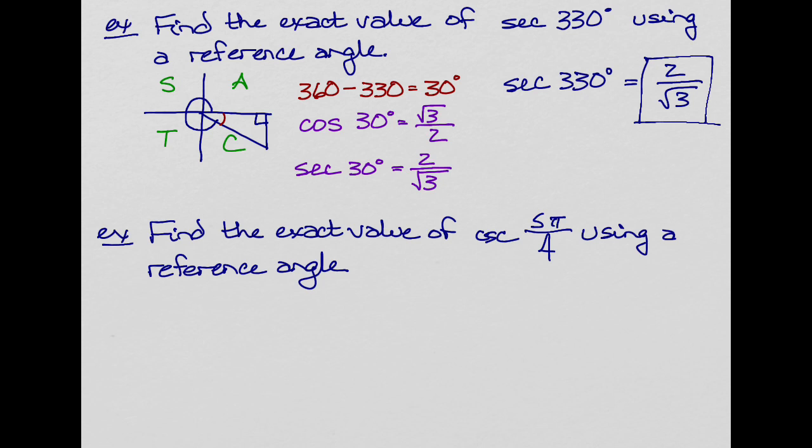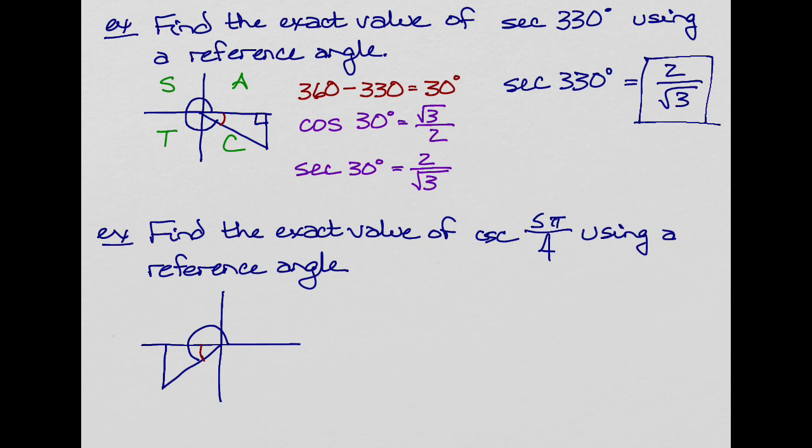Next, I'm looking for cosecant of 5 pi over 4. So again, we need to know where that is. Well, 5 pi over 4, halfway around is pi, which is 4 pi over 4. 5 pi over 4 then is going to be in quadrant 3. I'm going to draw my reference triangle. There it is. My reference angle is the one that's inside the triangle.